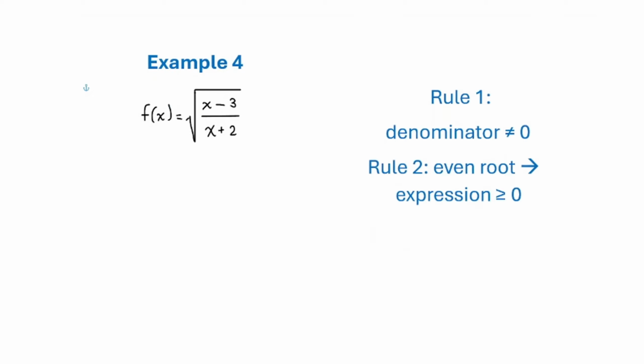Now let's move to example 4. We have f of x equals the square root of the fraction x minus 3 over x plus 2. Here the entire fraction is under the square root, so again, we apply both rules. The denominator must be different from 0, so we write x plus 2 is not equal to 0, and the expression under the square root must be greater than or equal to 0, so we write x minus 3 over x plus 2 is greater than or equal to 0.